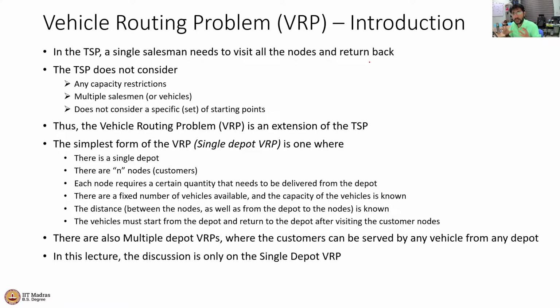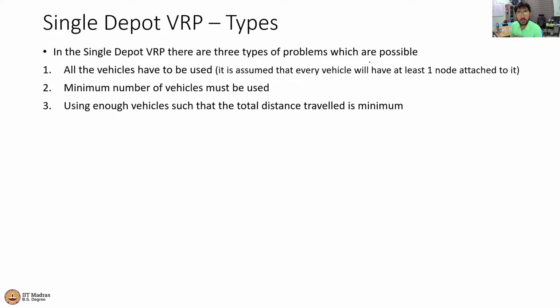But in our discussion for this particular session, we will be looking only at the single depot vehicle routing problem, the simplest version of it. And again, we will look at the formulation of the single depot vehicle routing problem. There is something very interesting in a single depot vehicle routing problem. For this same problem configuration, we can have three types of problems, right? The first one is where all the vehicles that are available to me must be used, which means every vehicle that I have must at least visit one node and come back. That could be a requirement for me.